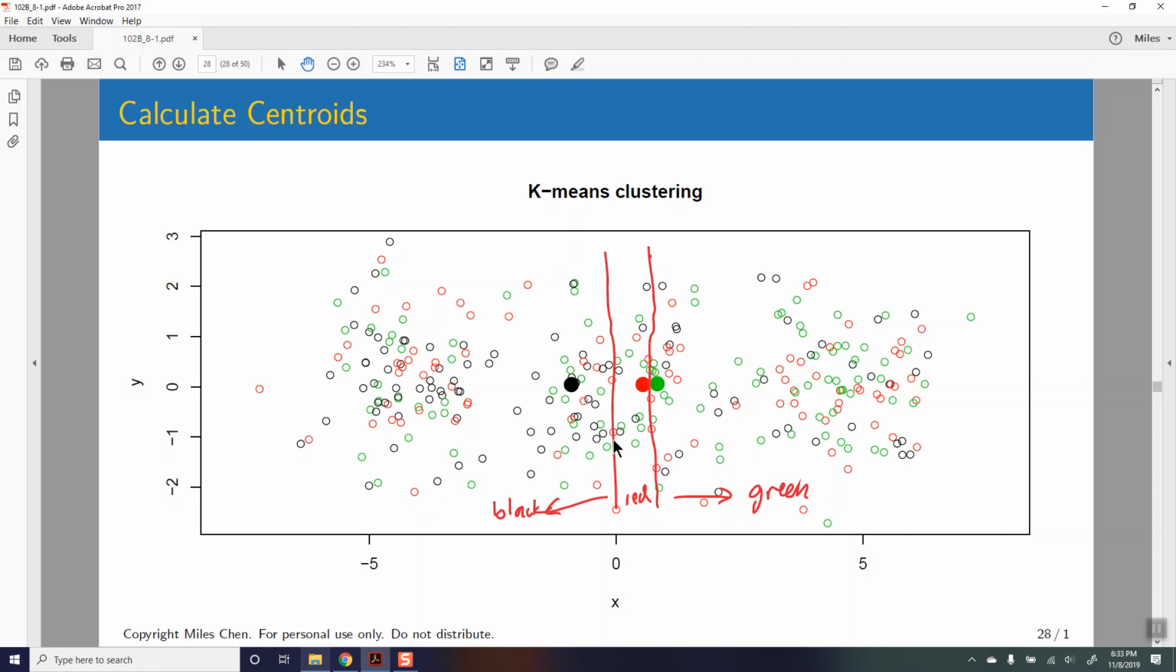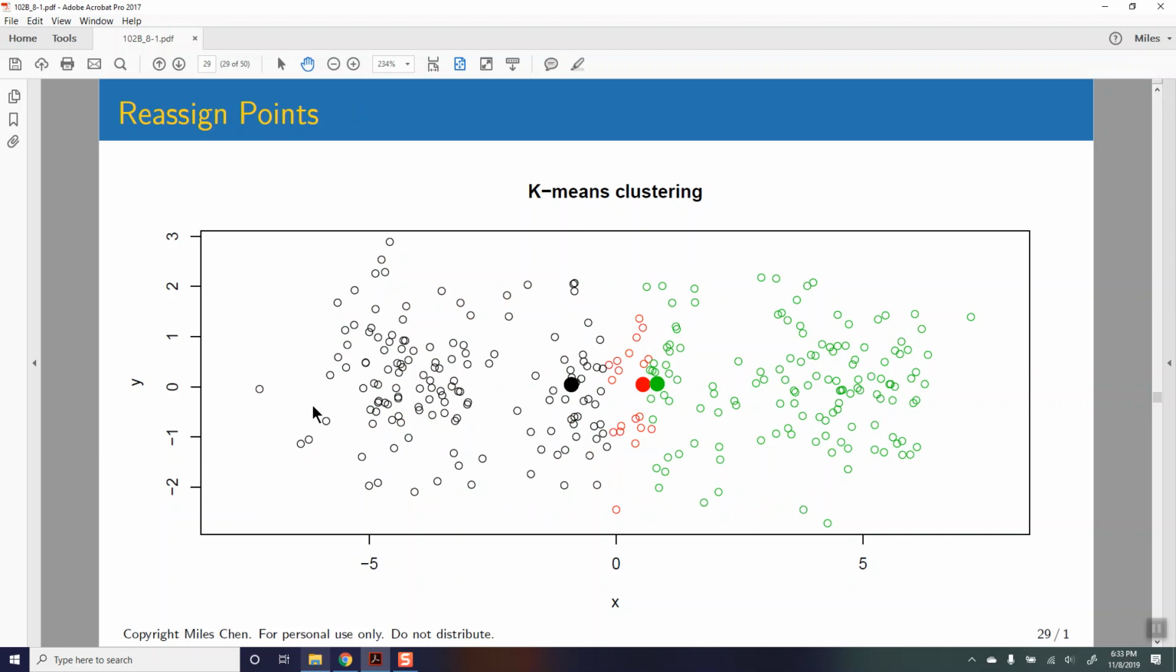So we'll do this, and we tell R to assign the points to the nearest centroid. Okay, and that's exactly what we get. All of these are assigned to the black, all of these are assigned to green, and only this slice gets red.